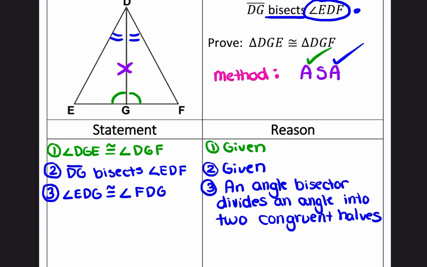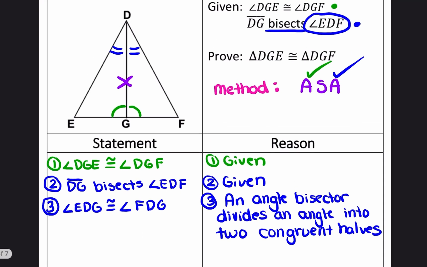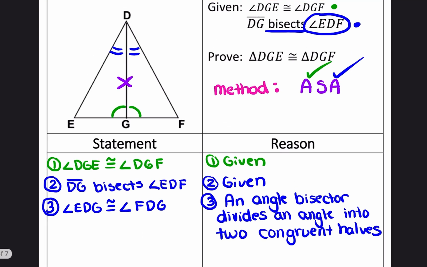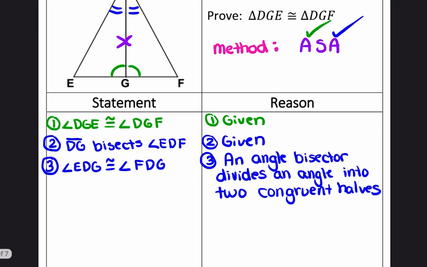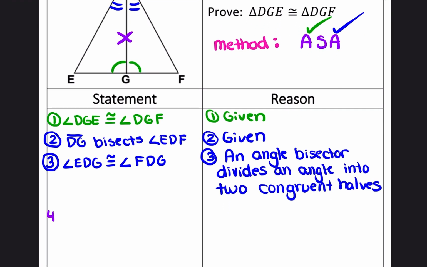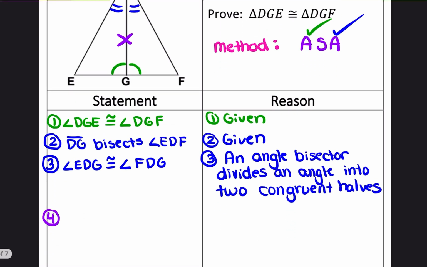So now you will notice we have two angles taken care of, but we still need our side. And our side was that reflexive property, right? So we're going to go ahead and do step 4. And step 4 is going to be that DG, also on your special steps and proofs on the first page if you need it. DG is congruent to DG. And the reason for that is the reflexive property.